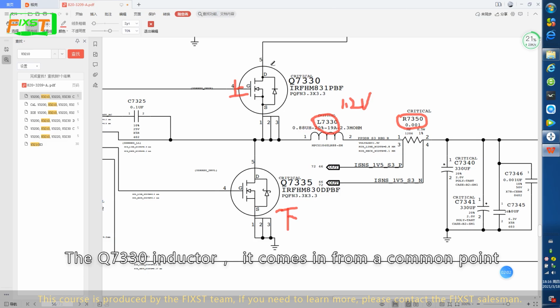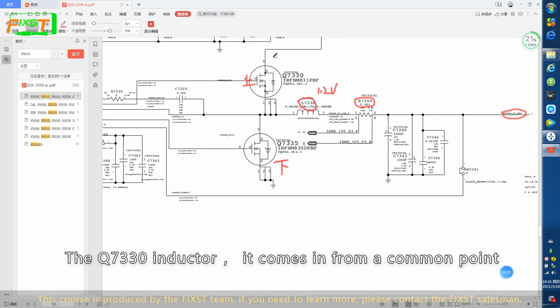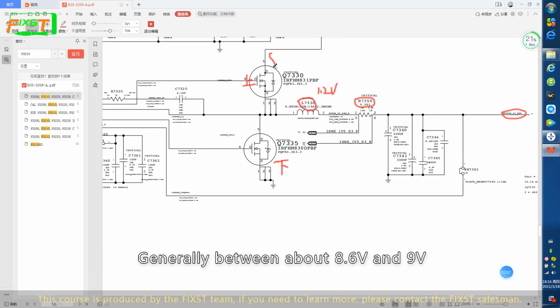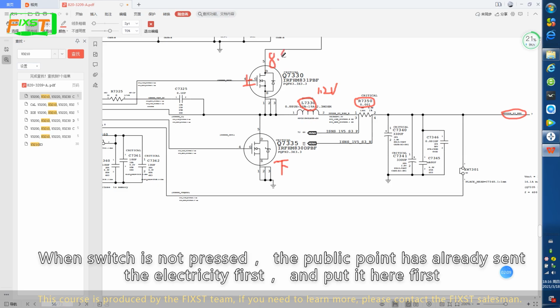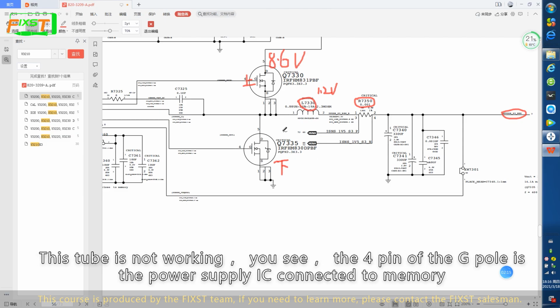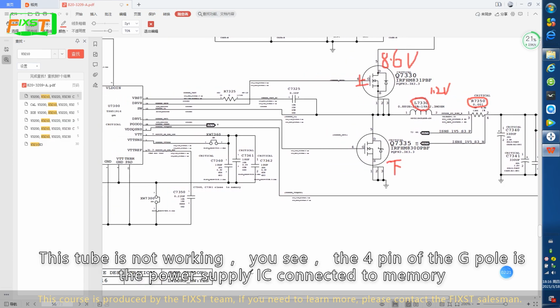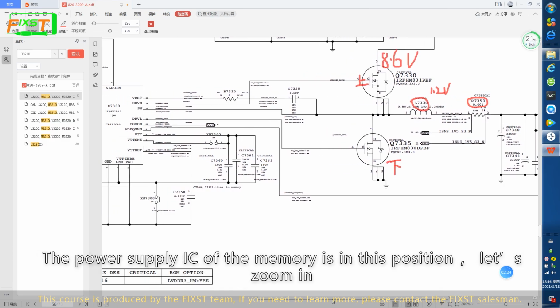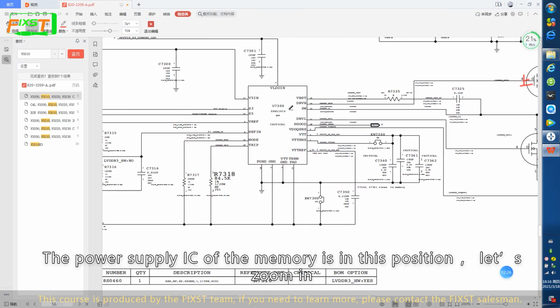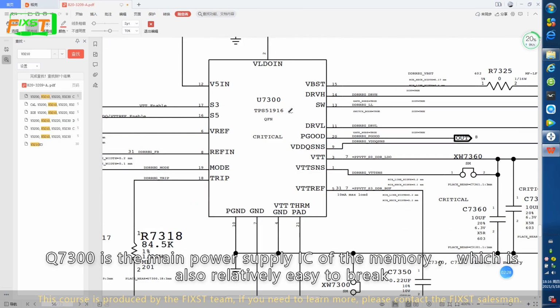The Q7330 inductor, it comes in from a common point, generally between about 8.6 volt and 9 volt. When the switch is not pressed, the public point has already sent the electricity first and put it here first. This tube is not working. You see the 4 pin of the GPOS power supply IC connected to the memory. The power supply IC of memory is in this position. Let's zoom in. Q7300 is the main power supply IC of the memory, which is also relatively easy to break.